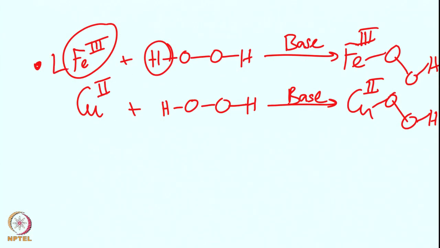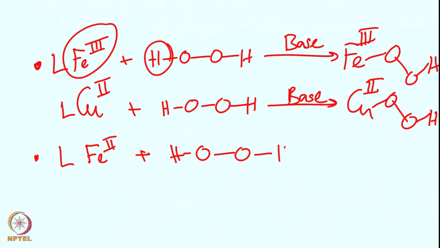In a synthetic setup also, one can start with ligand iron(III) and ligand copper(II) complexes and react them with hydrogen peroxide to form such species. Alternatively, it is also possible to react ligand iron(II) with hydrogen peroxide to form a quite interesting intermediate.